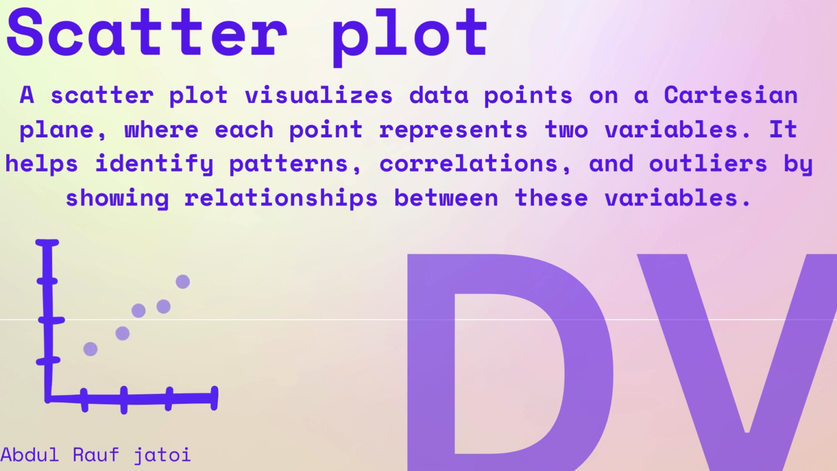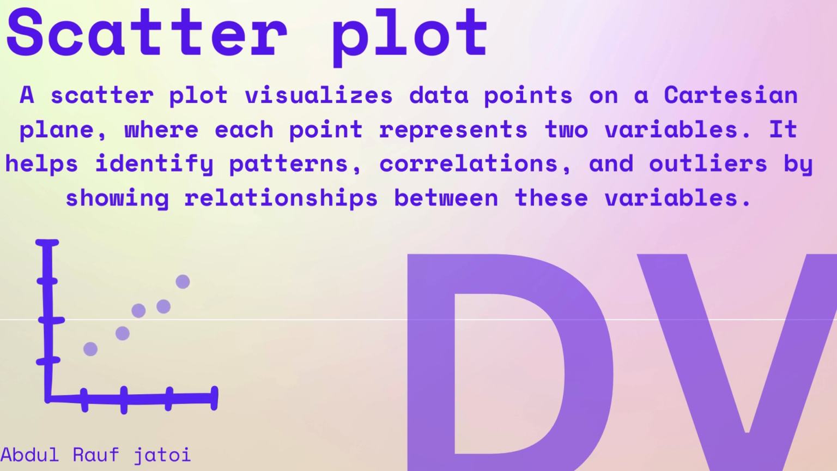Here you can see an example, a graph with the x-axis and y-axis, and the dots show the relationship between the data and the frequency of the data, like how the trends are going, whether it's going up or down.